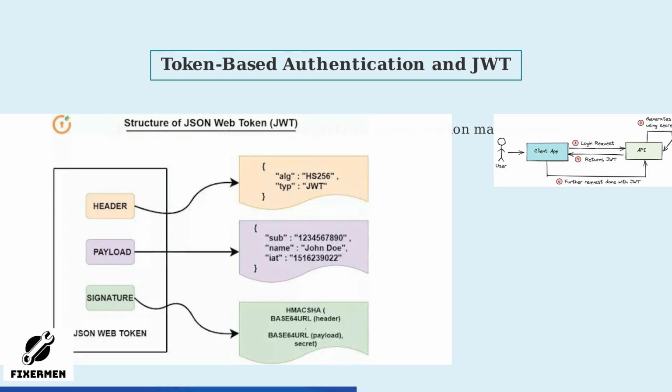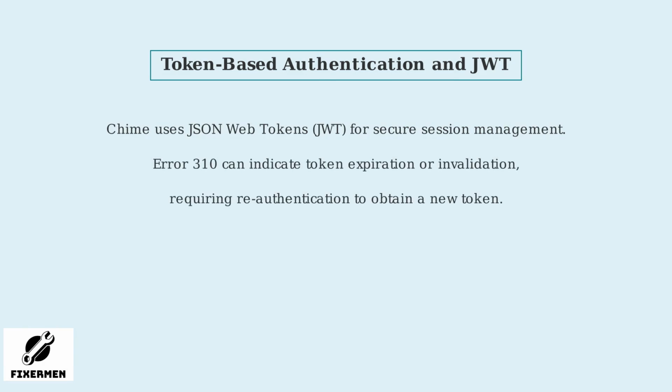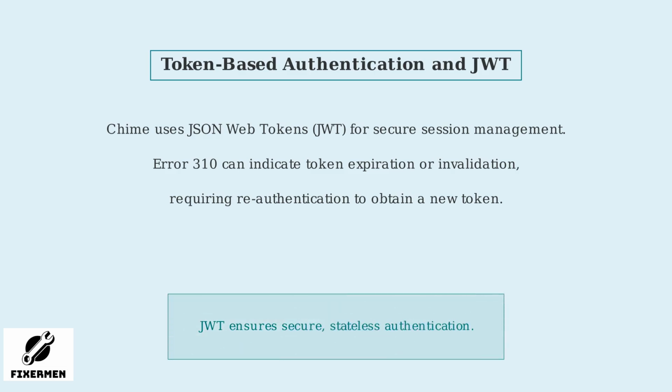Error code 310 often occurs when a JWT expires or becomes invalid. This happens because tokens have a limited lifespan for security reasons, typically lasting from minutes to hours, depending on the service. When this happens, you need to re-authenticate by logging in again. This generates a fresh JWT, allowing you to continue using the app securely.